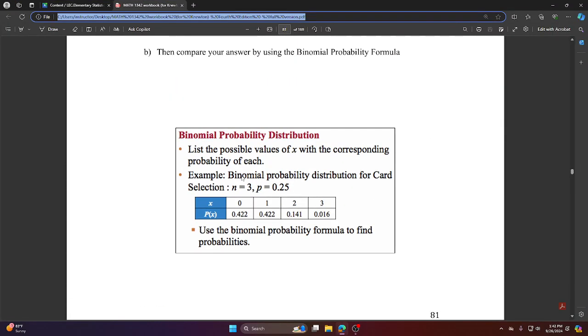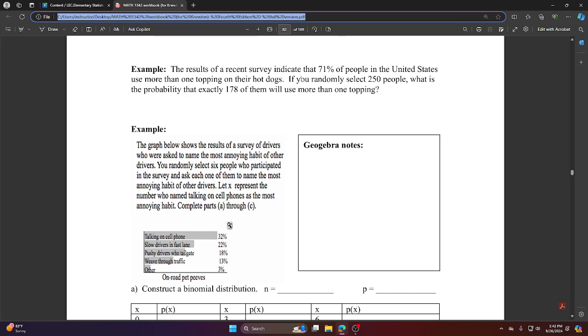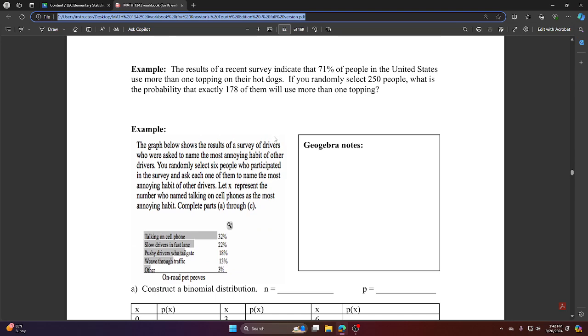About right here. So we just talked about the binomial stuff. We went through some examples. I don't think we did hot dogs. Did we do hot dogs? I can't remember. Oh, we did? Okay, so then we're going to move on from hot dogs.